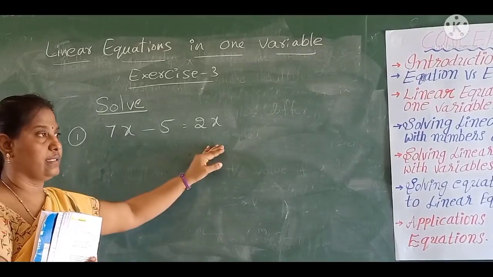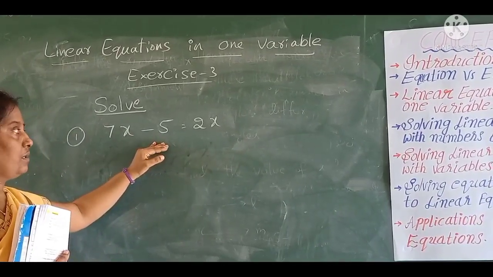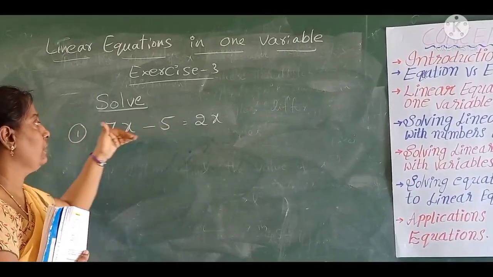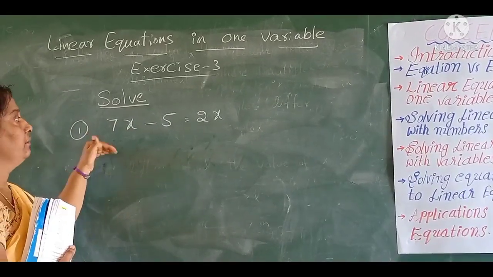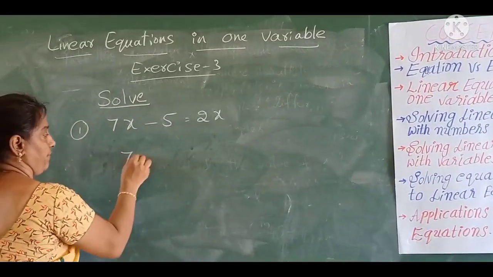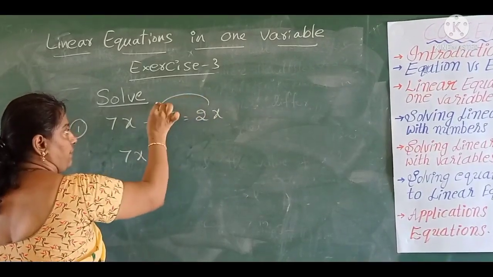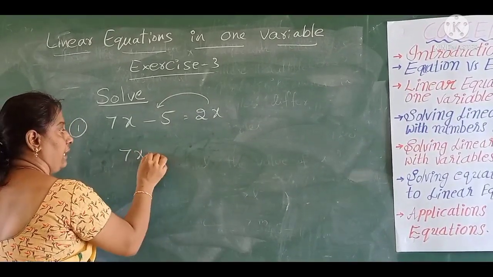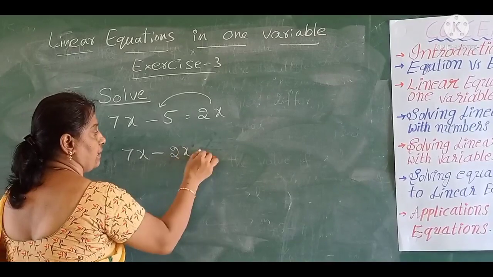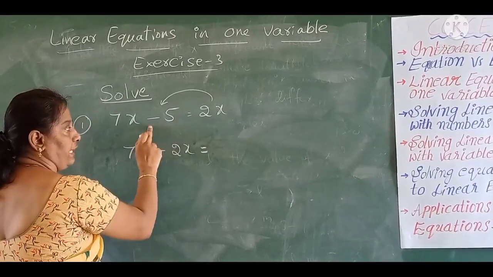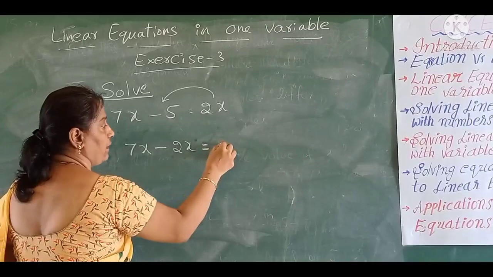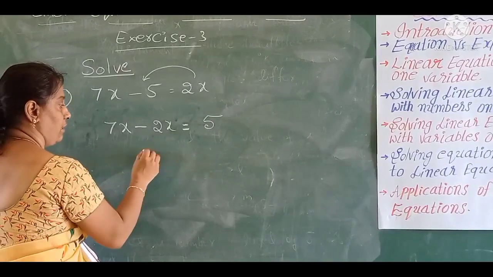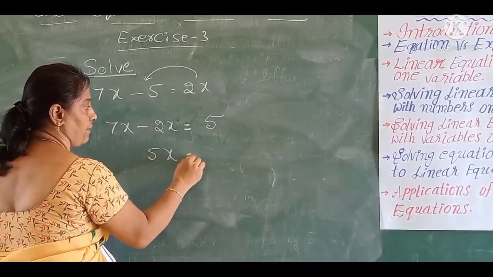Here, how many variables are there? 7x and 2x. Only one constant is there. So, minus 5 can move to the right hand side, and 2x is moved to the left hand side. Positive 2x comes to the left side, so it will become minus 2x. Is equal to negative 5; moving to the right side, it will become positive 5. So 7x minus 2x, how much comes? 5x is equal to 5.